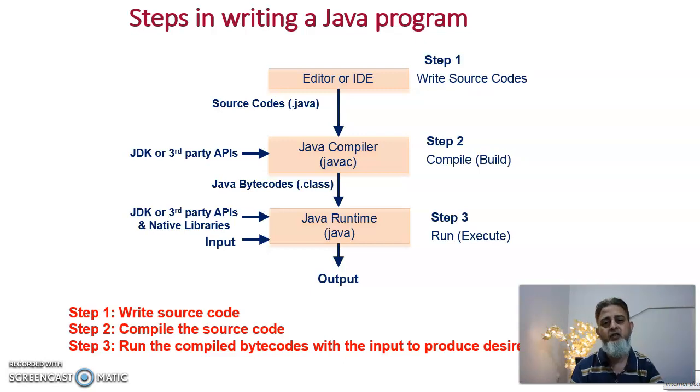That's why Java is called a highly portable language, because you write your program once, compile it once, but you can execute it on any machine. It is executed with the help of a Java runtime library, which makes use of third-party APIs and native libraries in order to execute the program and deliver the output. So these are the steps in writing a Java program.